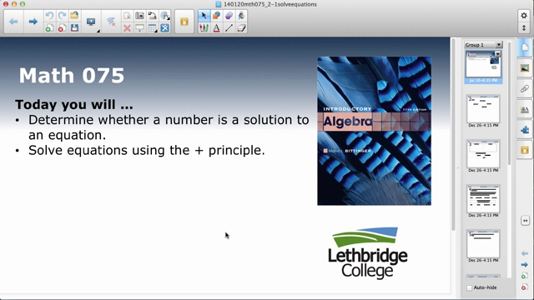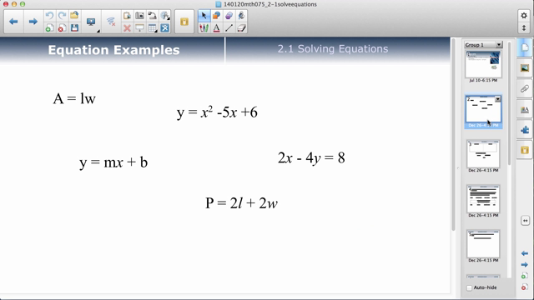All right, this video starts chapter 2, where we're looking at solving equations. And I really like how the textbook introduces you to that. And we'll do some of the same too in this Scribblecast.